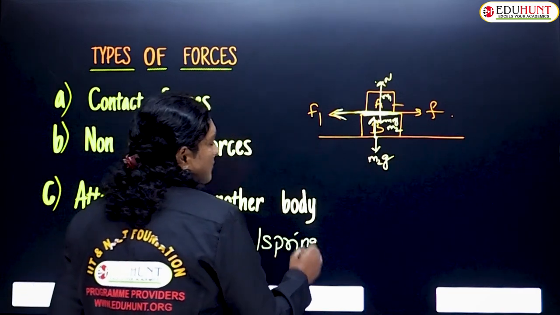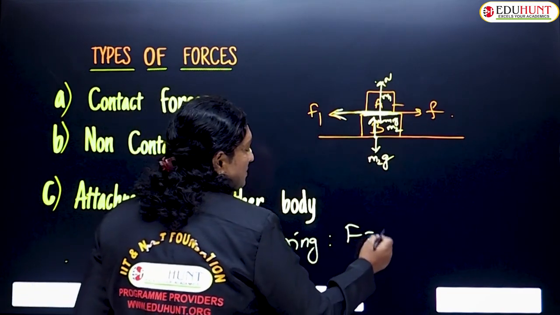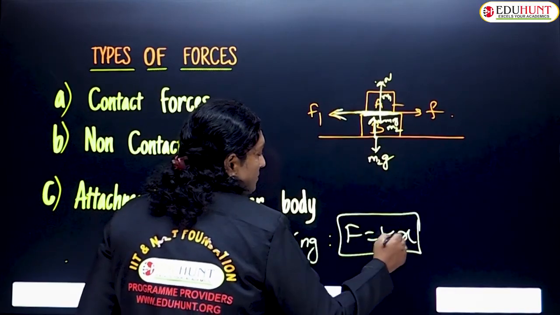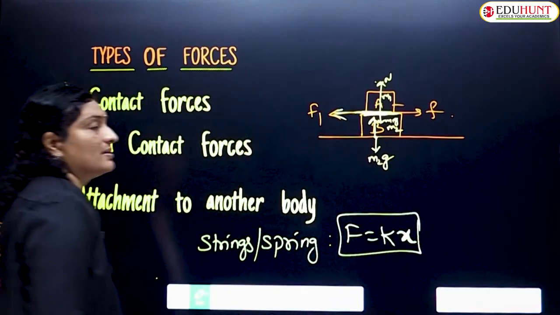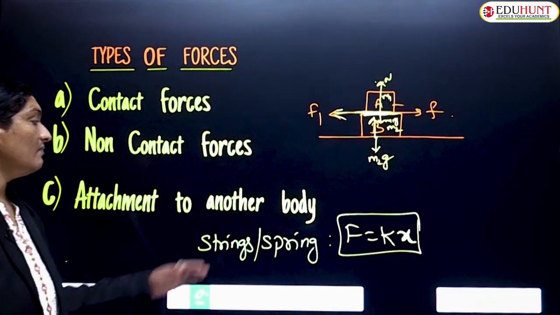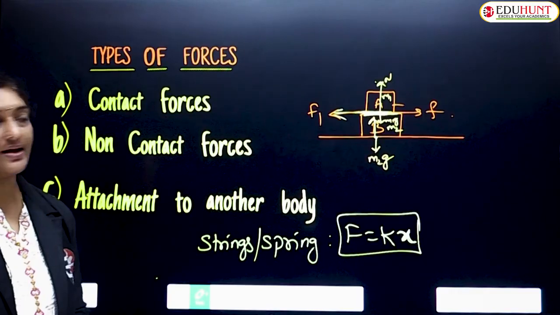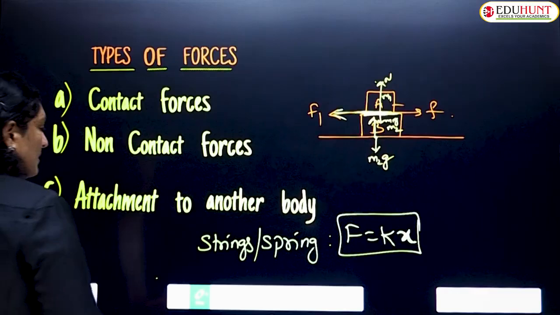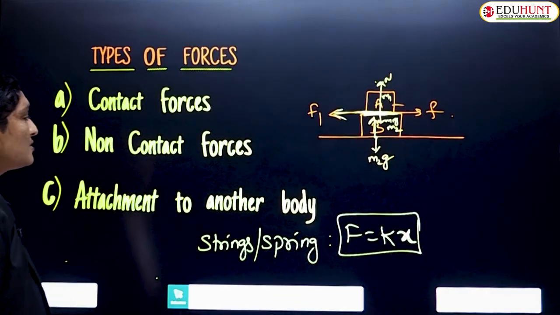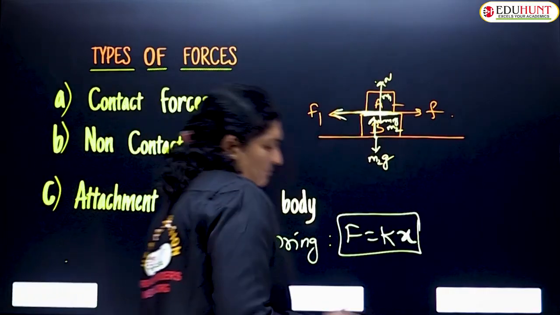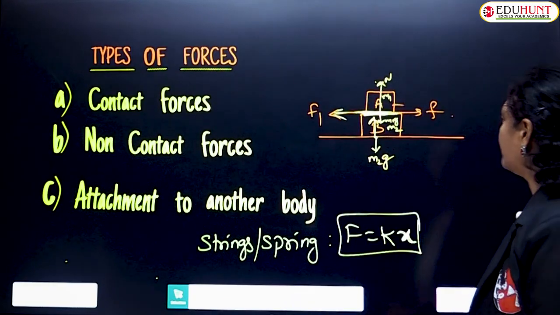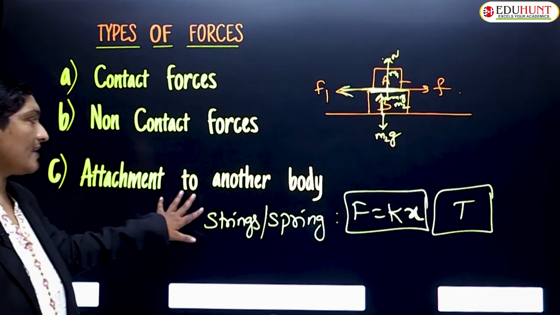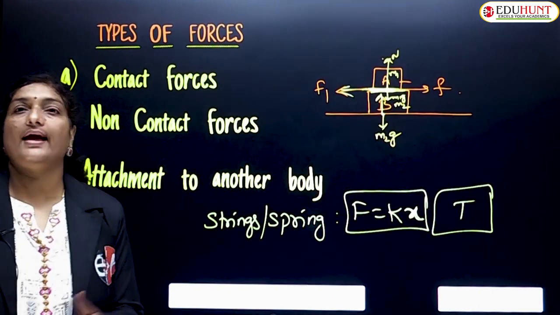In this case, the force that is acting mostly depends on the factor F proportional to x, or F equals kx. So it depends on the factor that F equals kx, whether it is connected with the help of a string or a spring. Let us try to discuss the same in detail. Children, attachment to another bodies: two bodies can be attached in any direction, something like this.